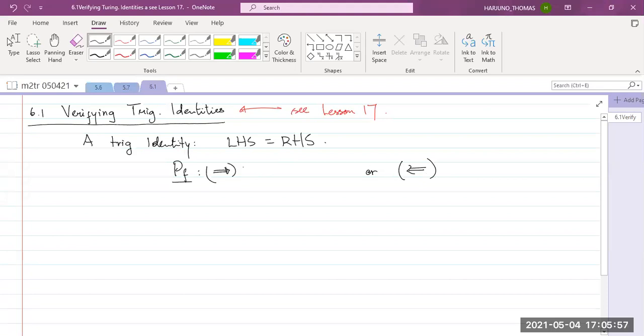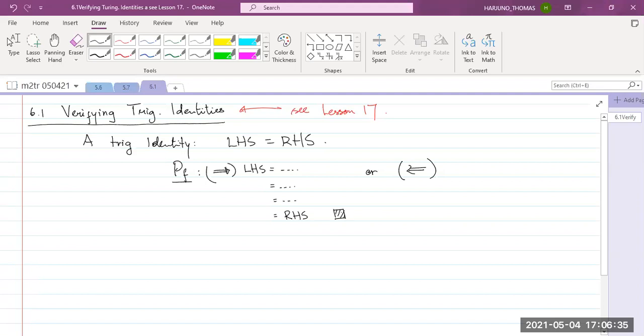Now, if you start from the left-hand side to the right-hand side, then you write LHS first and whatever expression you have on the left-hand side. And then you do one step per line. When you do proving, don't skip steps. Show one argument per step, and the next step should be done in the next line until you have the expression on the right-hand side, and then you close the proof with this square.